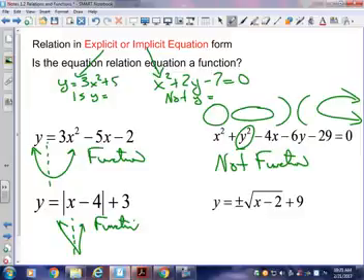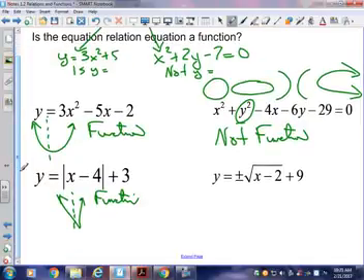Now this last one down here has a plus or minus in it. Let's talk about square root graphs. Square root graphs look like this normally, or if they're negative, they look like this. Now if you put both in the same problem, that means you have both halves. So it's not a function. But if it's just a negative one, it would be a function. If it was just a positive one, it'd be one. But if it's both, it's not.